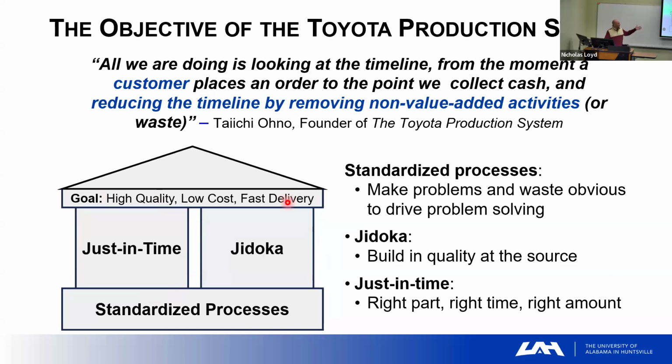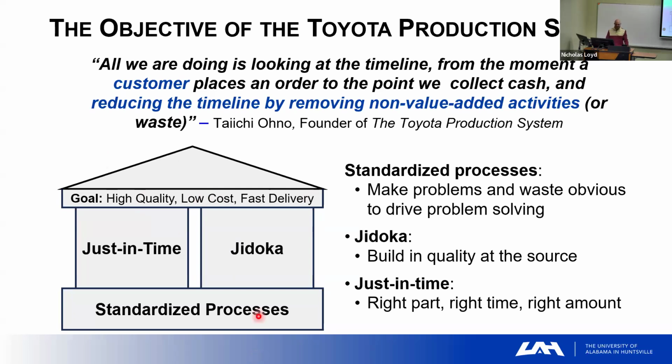So they used a house model to represent what they were trying to do, because the goal was the roof. We want high quality products at a low cost, fast delivery to the customer. We want to be able to do all three of those. Those are the desired results. Just like having a roof over our head is the reason we have a house, but we can't just have the roof. We can't just build the roof and expect it to stand.